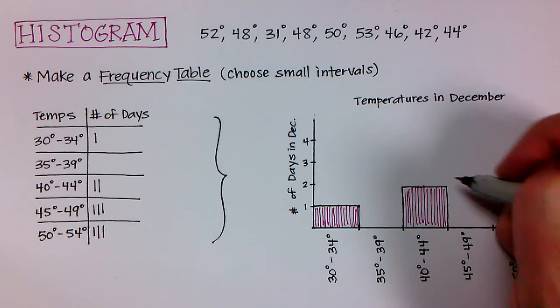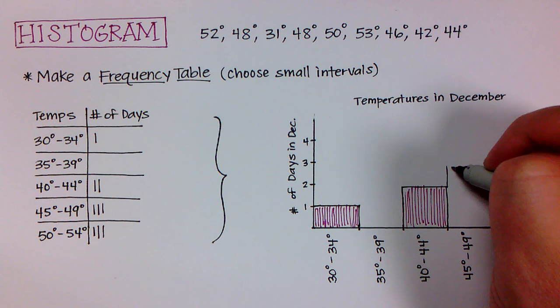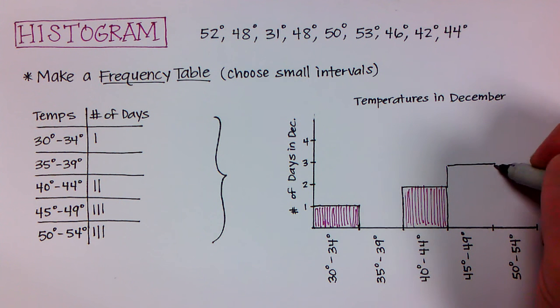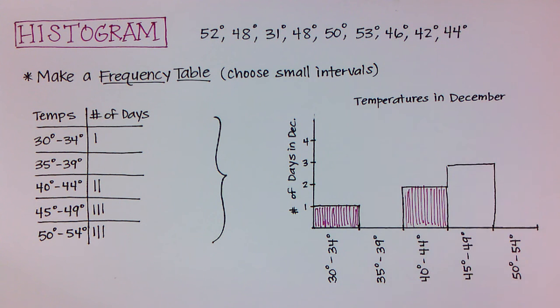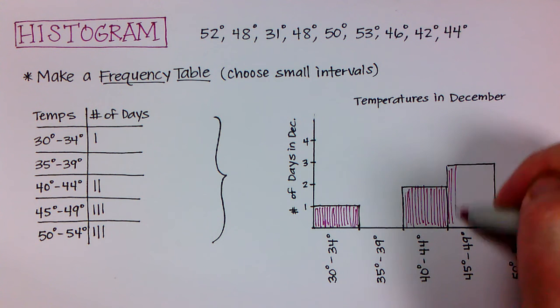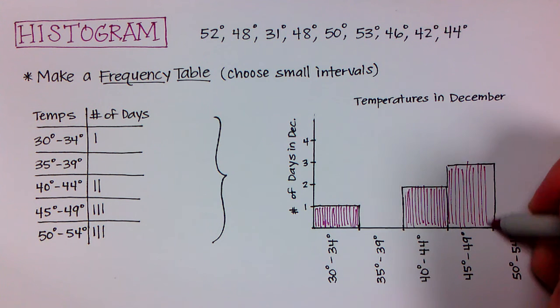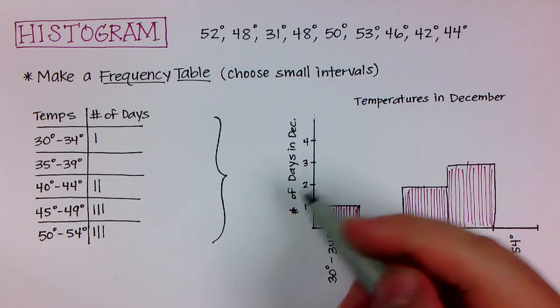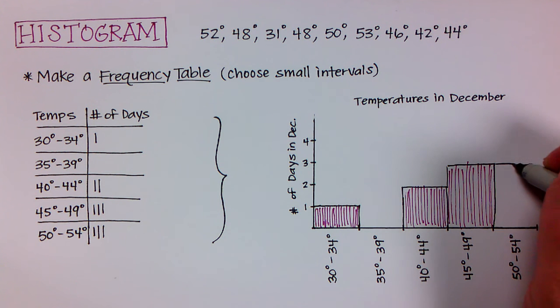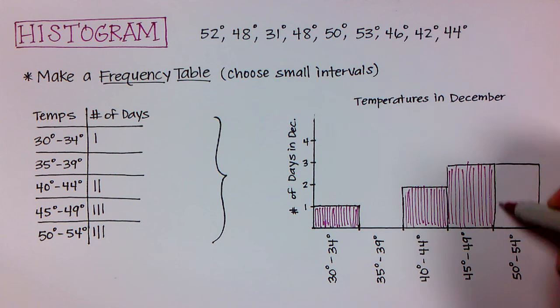And the next interval is going up 3. I can shade this interval. And the last one is also at 3. So it's kind of nice, it's right there. And I'll shade that. And that's a histogram. So it's not too hard.